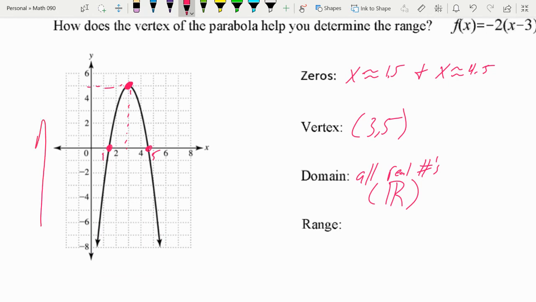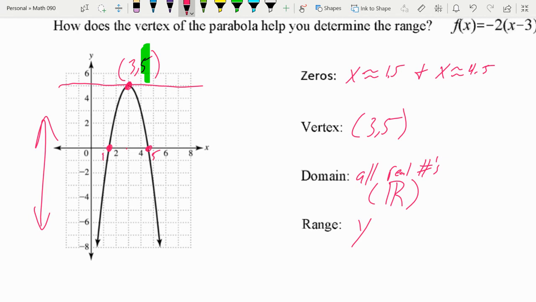Now the range. Let me erase this. The range, up and down. Is there anything up here? There's nothing up there. Can I say it's bigger than this? No, that's my highest point. So the range is going to be all y values less than that point right there. And what was that point? 3, 5. What was the y coordinate? The y coordinate was 5.